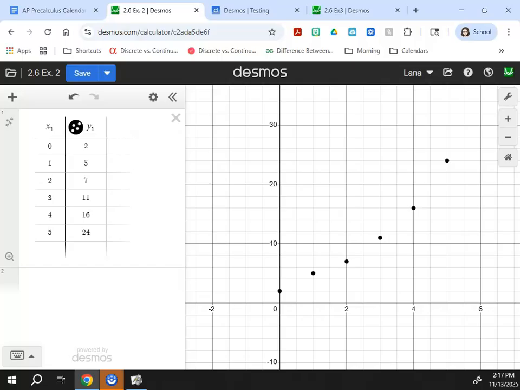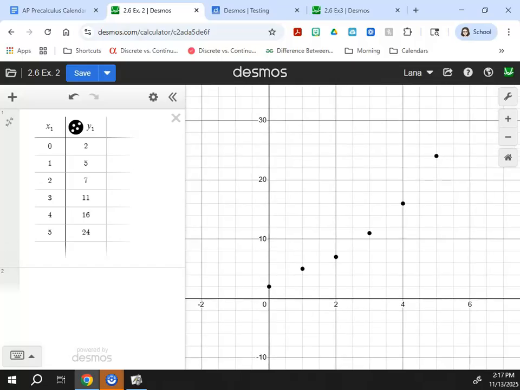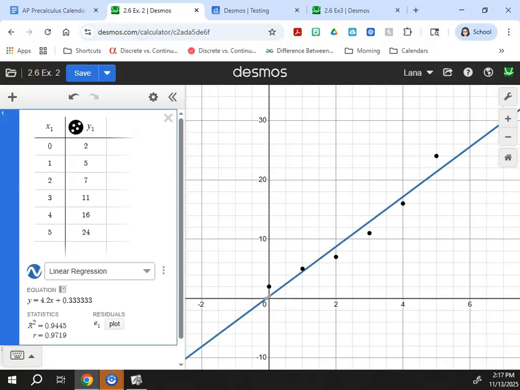Now, this looks kind of quadratic-y, right? It also could look kind of exponential, right? But we're going to look at the residuals, okay? So we're first going to do a linear regression. That one comes up first. Now, when you graph a linear regression, it doesn't look terrible, does it, when you just look at it that way? I mean, I've seen worse for sure.